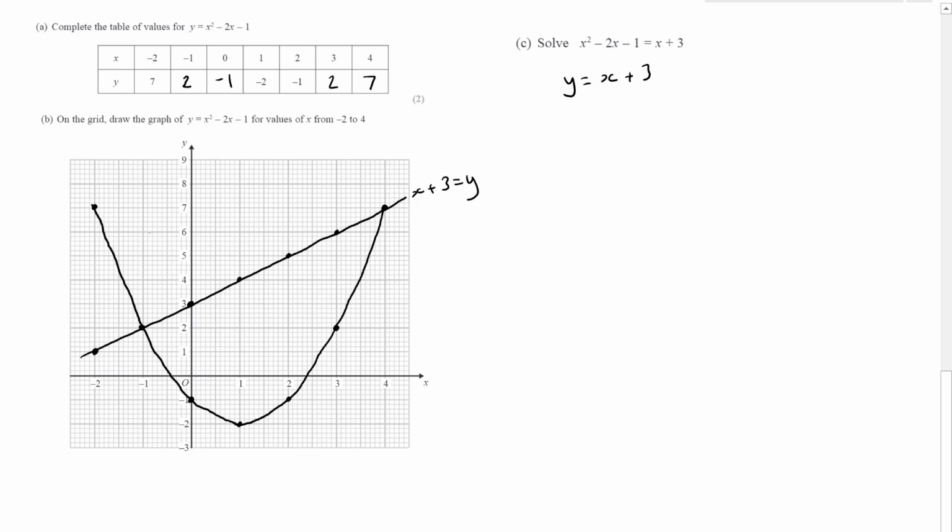Okay, and from there we can solve that for these two equations. So these two equations are equal to each other when x is equal to 4 and when x is equal to -1. And those are your two solutions.